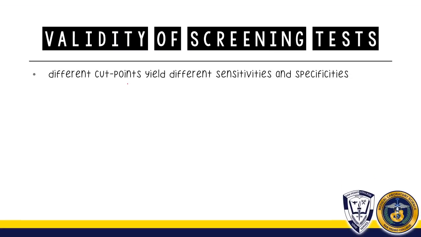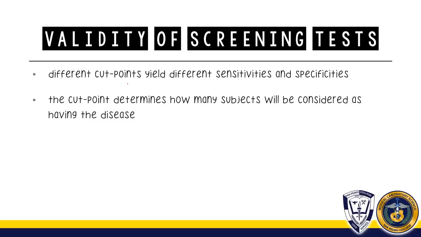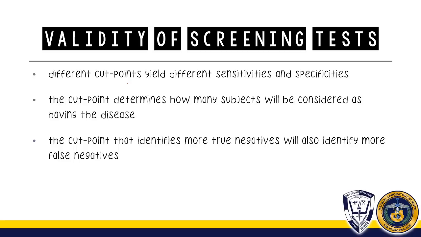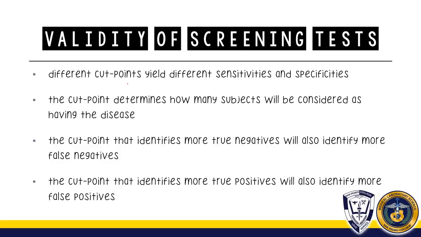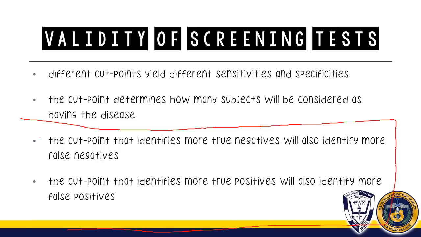So, as mentioned, different cut points will have different sensitivities and specificities. The cut point determines how many subjects will be considered as having the disease. A cut point that identifies more true negatives will also identify more false negatives, and a cut point that identifies more true positives will also identify more false positives. Remember these last two statements, since I showed them earlier with regards to diabetic and non-diabetic patients.